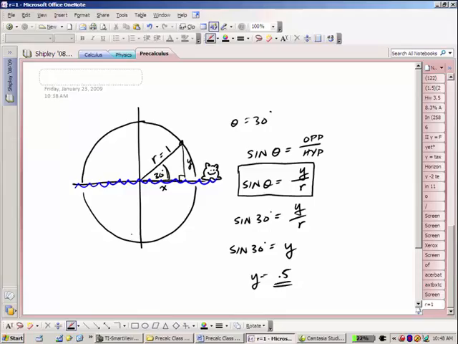I could ask the same question about how high is she when she's traveled 140 degrees.